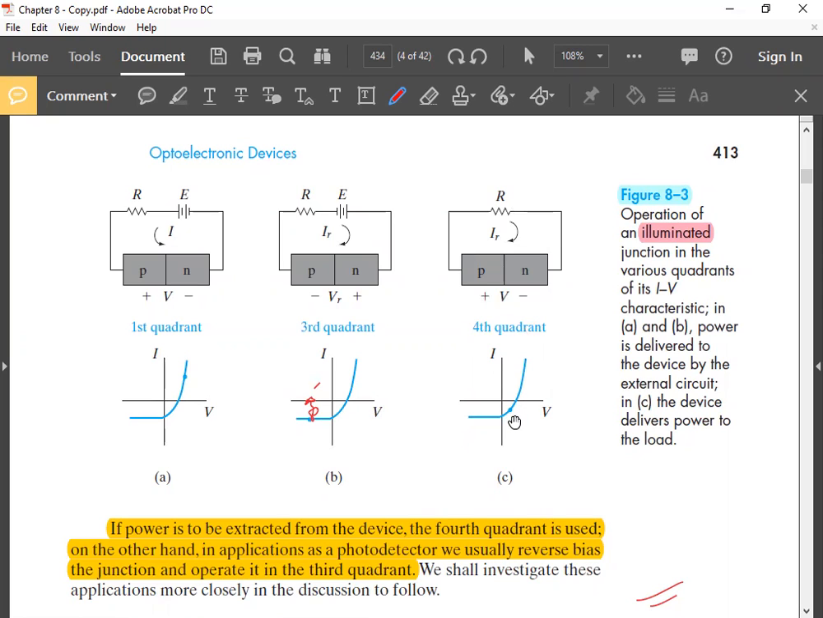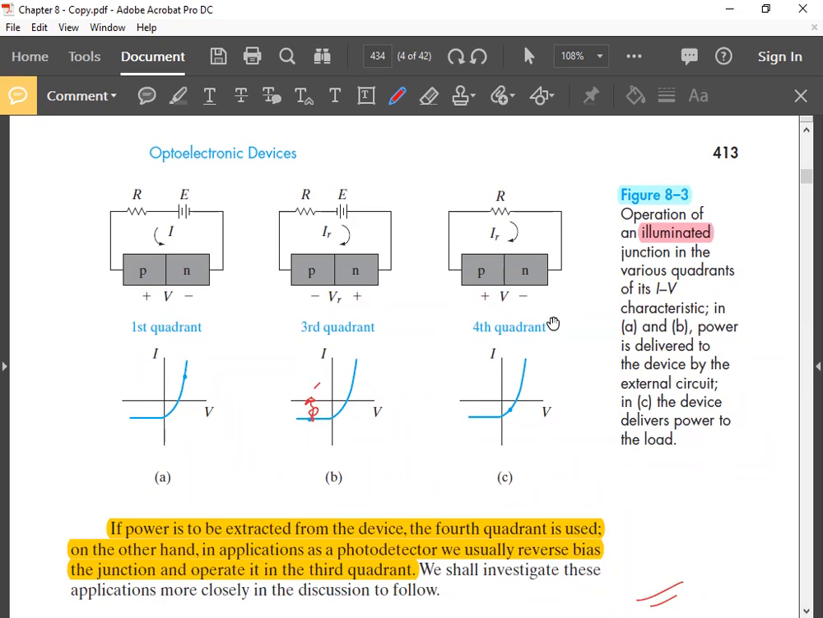Voltage positive, current negative. And the current is entering the negative terminal and leaving the positive terminal. So this device is acting as a battery. This device is supplying energy, or supplying power, to the external circuit. So fourth quadrant operation is required when you want to use this as a solar cell, as a battery.